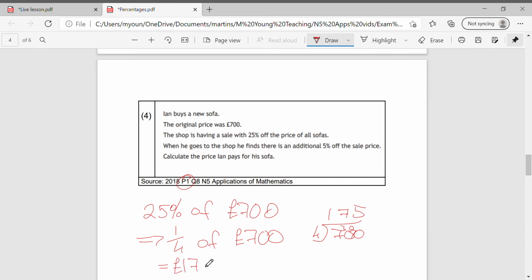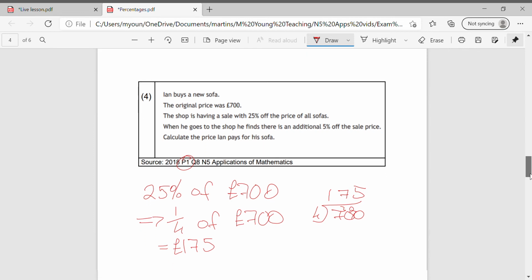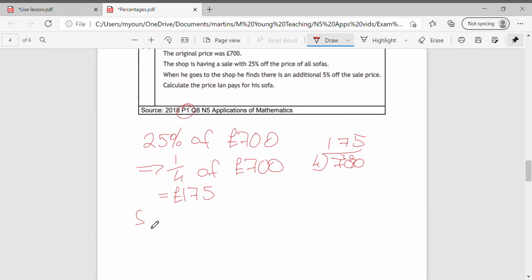And remember that 175 is coming off. So what the sale price is going to be is 700 take away 175. Hopefully you can do that without setting out a sum, but if you need to, just do that. So it's going to be 525.